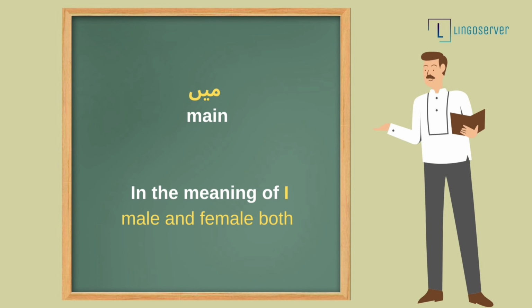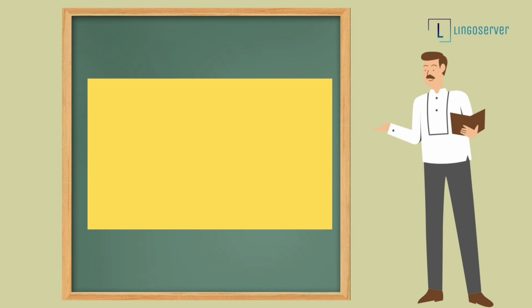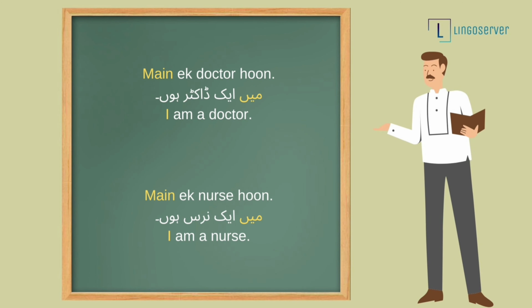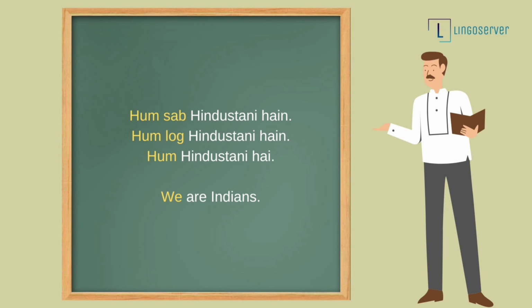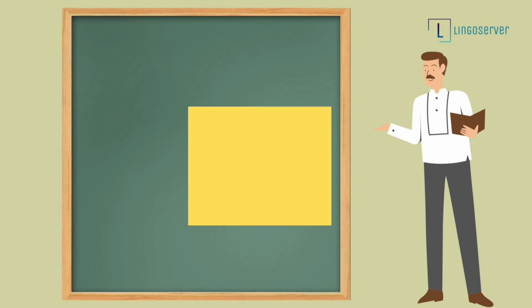मैं is used in the meaning of I. Either the speaker is male or female. For example, I will say मैं एक डॉक्टर हूँ. I'm a doctor. मैं एक नर्स हूँ. I'm a nurse. हम सब, हम लोग और हम. These are used in the meaning of we. For example, we will say हम सब हिंदुस्तानी हैं. हम लोग हिंदुस्तानी हैं. हम हिंदुस्तानी हैं. Note, there is no difference between हम लोग and हम सब.